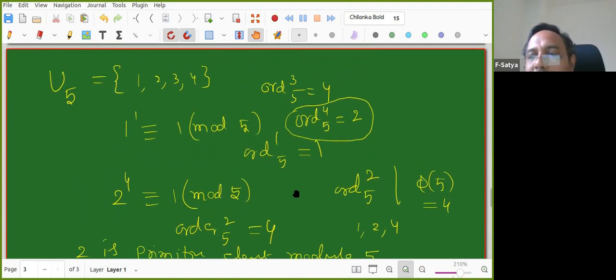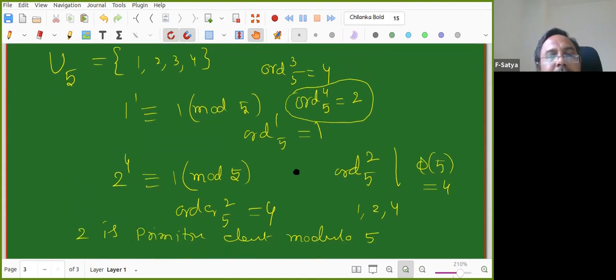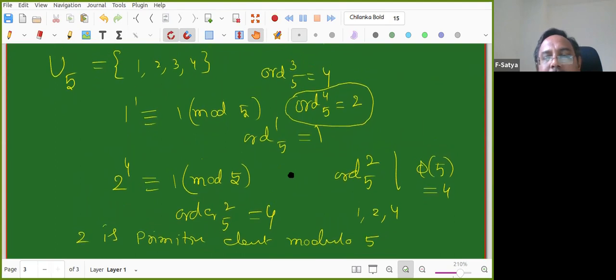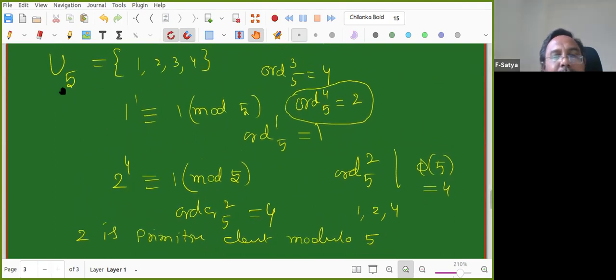This is a little bit boring now, but this is the first time orders are clearly defined. So now is it clear that in U5, 2 and 3 are primitive roots modulo 5, and 1 and 4 are not primitive roots? Once you have a primitive root, then that group is cyclic.